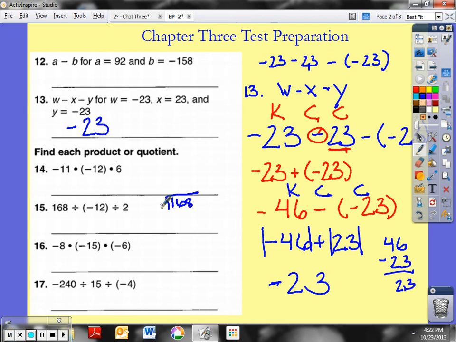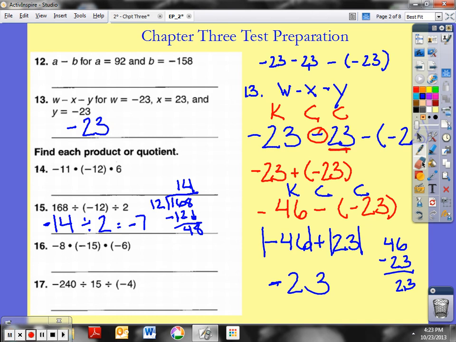168 divided by 12. That's 1. That becomes 12. I subtract. That is 4. Bring down the 8. 12 goes into 48, I think, 4 times. So that gives me 14. And that is a negative 14, if we recall, because it's a positive divided by a negative. Negative 14 divided by 2 equals negative 7.